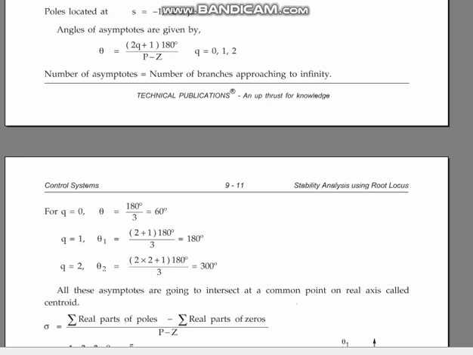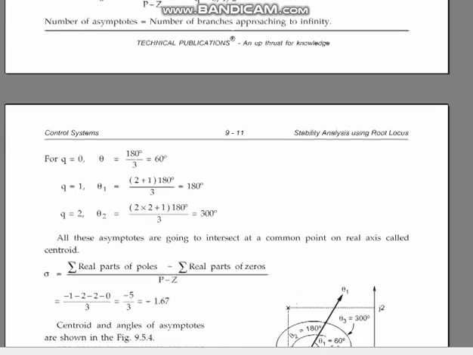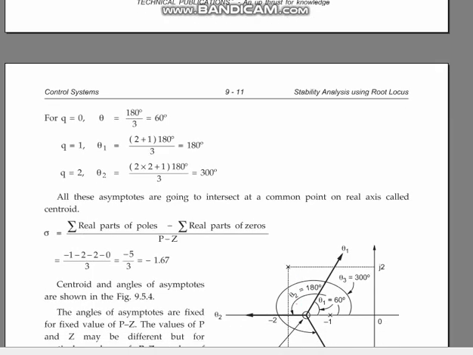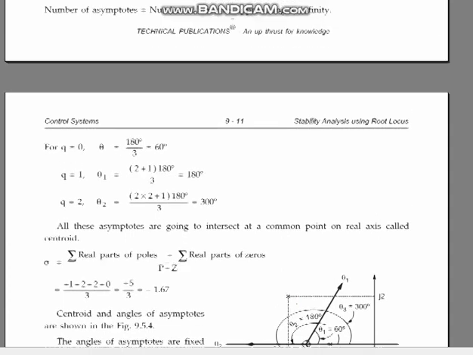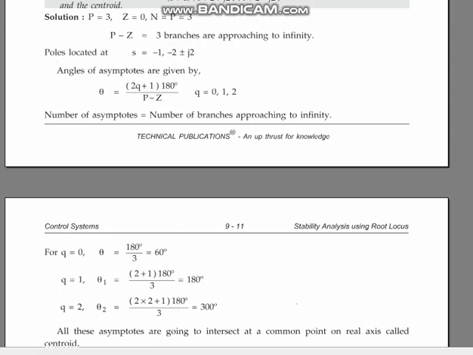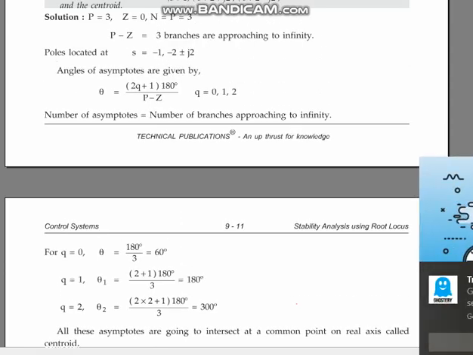Now we got the angles of asymptotes, but where do you have to draw these angles? For that we have to find the centroid. So centroid sigma is equal to the summation of real parts of poles minus the summation of real parts of zeros, divided by p minus z. The real part of one pole is minus 1. For the other, it is minus 2 plus or minus j2. So minus 2 is the real part. Again minus 2 we have to write because two roots are there here. One is minus 2 plus j2, minus 2 is the real part. Another one is minus 2 minus j2, again minus 2 is the real part.